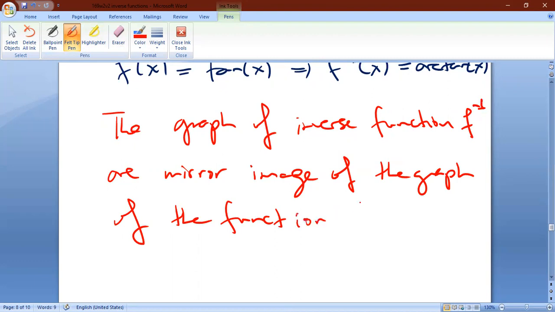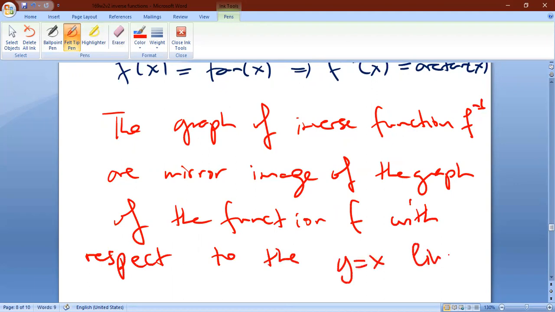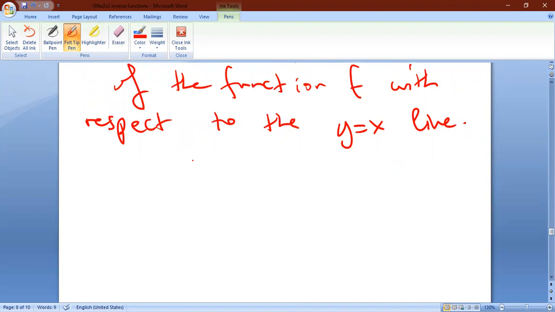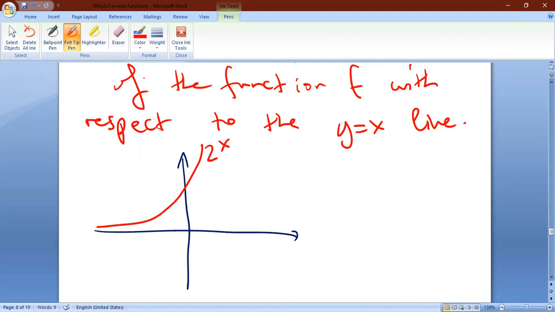But mirror image with respect to what? With respect to the y equals x line. This is going to be also a very useful fact. So let me show what I'm talking about. For instance, let's say we have the exponential function, let's see, 2 to the x. So let's say this is f of x.